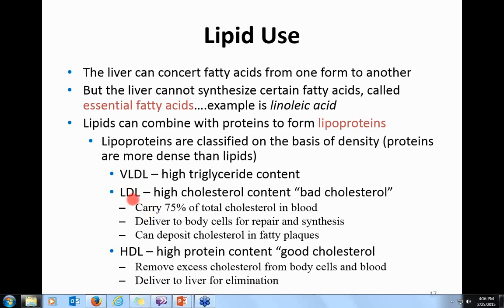However, low-density lipoprotein can make deposits of cholesterol in fatty plaques around your arteries and veins. This can lead to cardiovascular disease. The good cholesterol is high-density lipoprotein, and again, this also carries cholesterol, but it takes it directly to the liver, so the cholesterol can be removed.